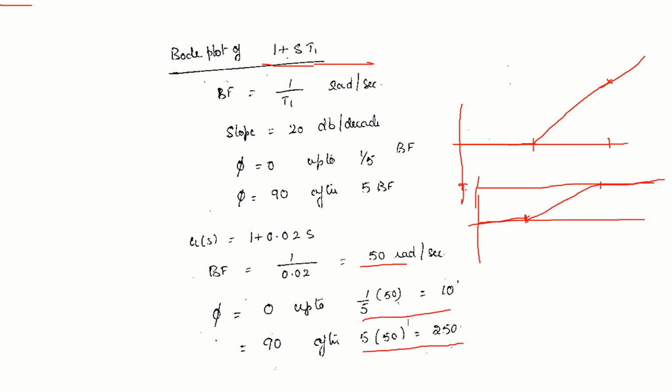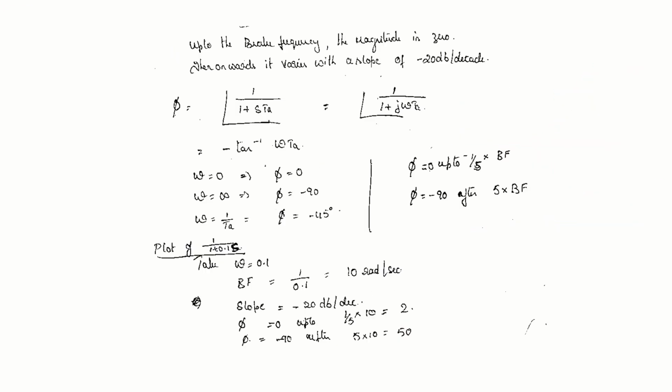So it is plus 90 degree and 0 degree. This is 1/5 of break frequency, and this is 5 times the break frequency, and this is the break frequency, and this is plus 20 dB per decade. Right. Now this is what I have shown here.